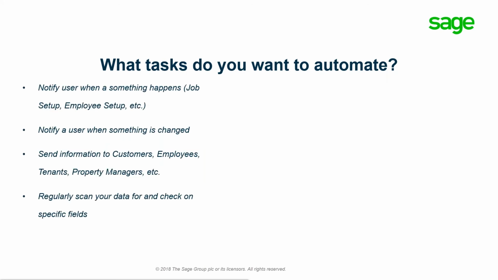Are you looking for, or is there a need to notify users when something happens within 300? A new job is set up, or a new employee is set up within payroll, or even notifying users when something has changed, such as an in-process date to a job, or specifically when employees' workers' comp code has changed, or even sending information to external customers or employees automatically. And also regularly scanning your data to verify if specific fields, such as custom fields, are changed.